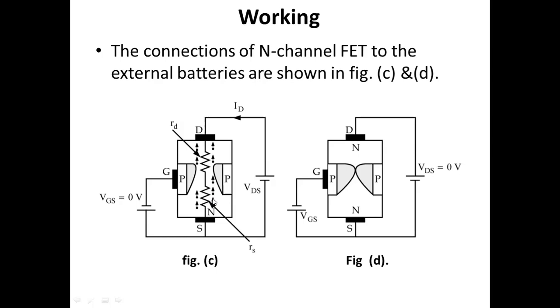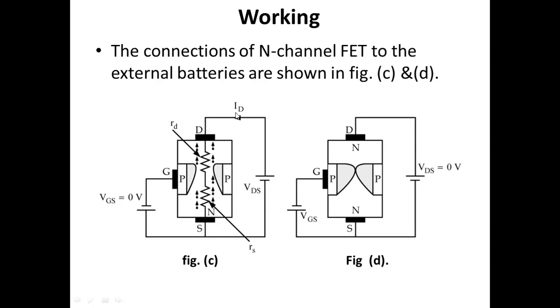So when VDS is applied with VGS equal to 0, here VGS is 0 means the gate-source terminal is short circuited. Only we are applying VDS here. So this negative terminal of the battery repels the electrons across the channel, and they move from source to drain.